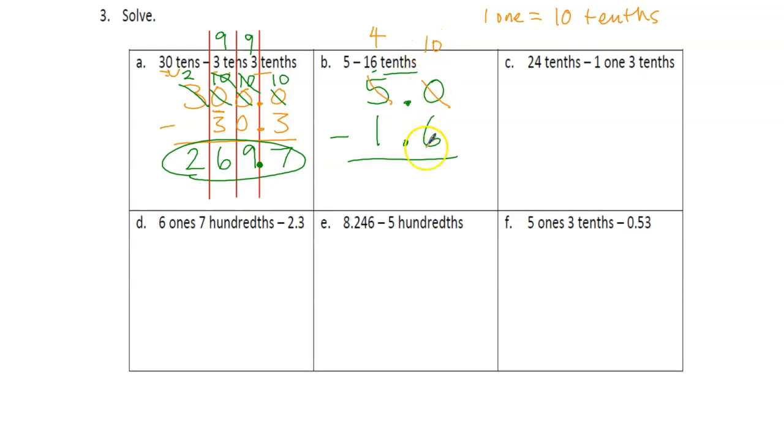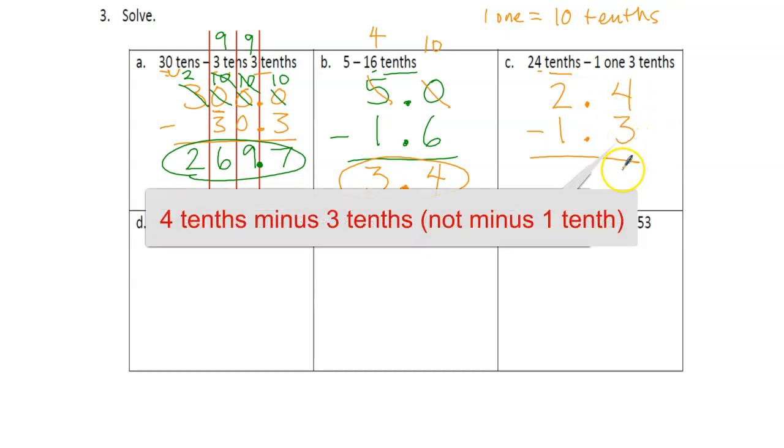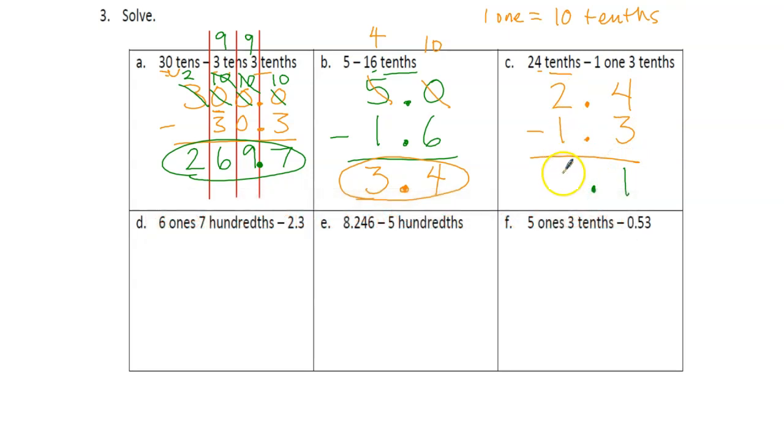Now I have 10 tenths minus 6 tenths is 4 tenths. Bring my decimal down. 4 ones minus 1 is 3 ones. Alright, we have 2.4. 4 has to be in the tenths place. 2.4 minus 1 and 3 tenths. We have 4 tenths minus 3 tenths equals 1 tenth. And 2 ones minus 1 is 1.